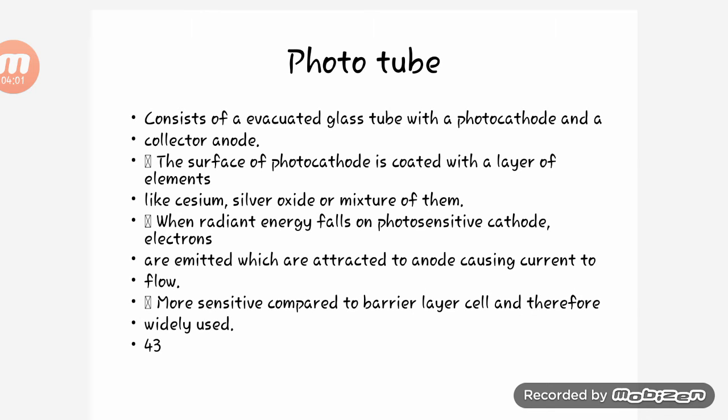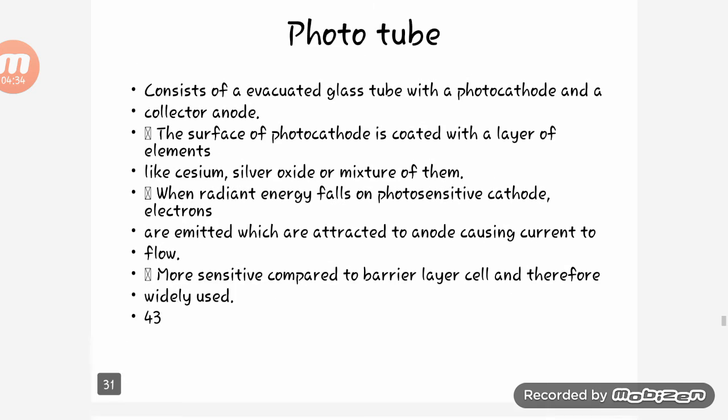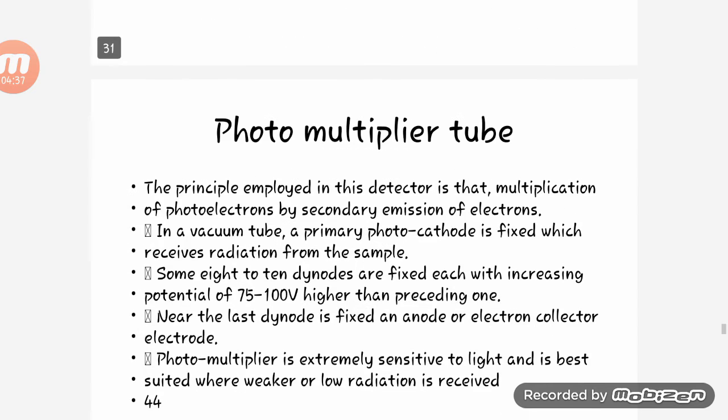Next is the phototube. It consists of an evacuated glass tube with a photocathode and a collector anode. The surface of the photocathode is coated with a layer of elements like caesium, silver oxide or a mixture of them. When radiation energy falls on the photosensitive cathode, electrons are emitted which are attracted to the anode, causing the current to flow. It is more sensitive compared to barrier layer cells and therefore widely used.